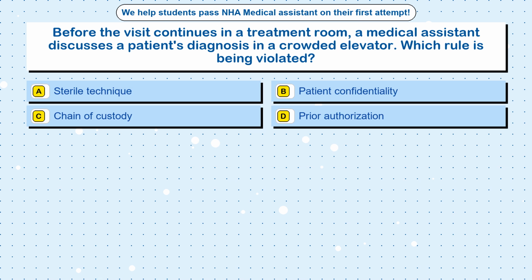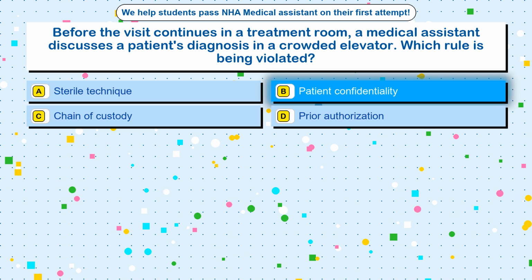Question 78. Before the visit continues in a treatment room, a medical assistant discusses a patient's diagnosis in a crowded elevator. Which rule is being violated? Option A, sterile technique. Option B, patient confidentiality. Option C, chain of custody. Option D, prior authorization. The correct answer is option B.